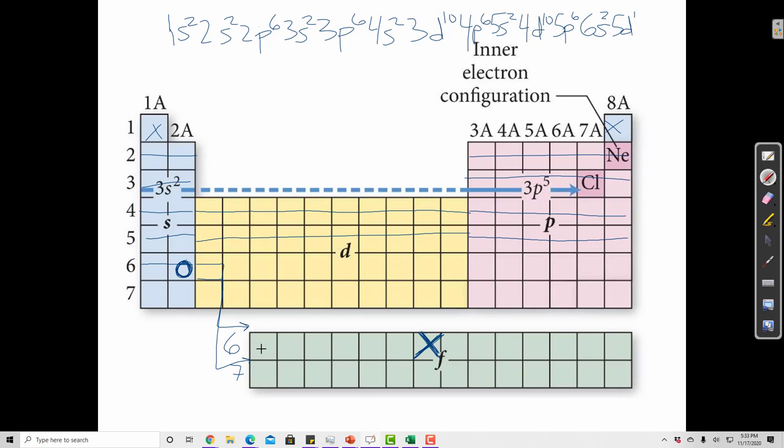Now I'm in the sixth row, and these are F electrons. So the next part is for me to go from here to here. F is row minus 2, so if I'm in the sixth row, then these are 4F. So 4F1, 4F2, 4F3, 4F4, 4F5, 4F6, 4F7.